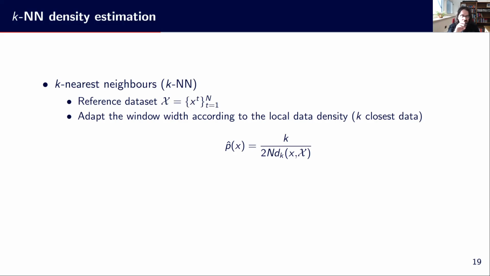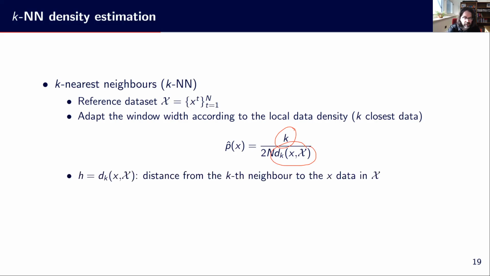So this is more or less equivalent to making an estimation based on local estimation. It is a local data density estimation based on the k closest data. And that is basically consisting of saying, okay, we have k data, and we are dividing this by the dk. dk is in fact the distance from the kth neighbor to the x data in our data set. So we say, what is the distance from my current x to the k nearest neighbor?